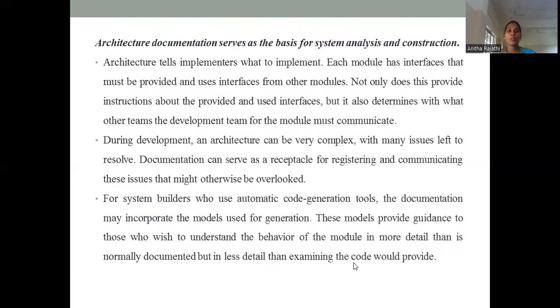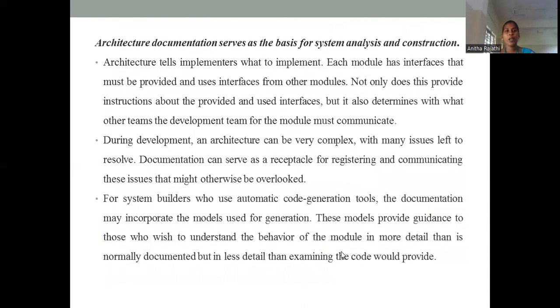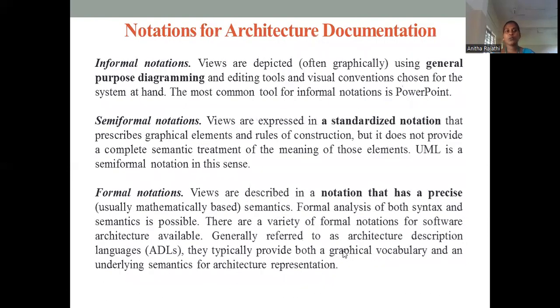So we discussed what documenting the architecture is, why we are documenting, and who will be using this documentation. We ended up with the notations that we use. Usually we will use informal, semi-formal, and formal notations.